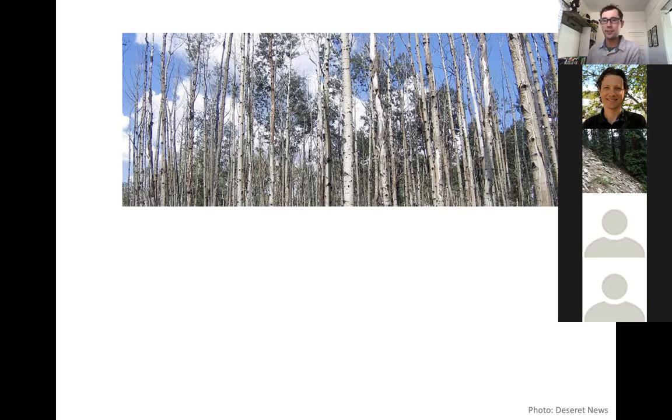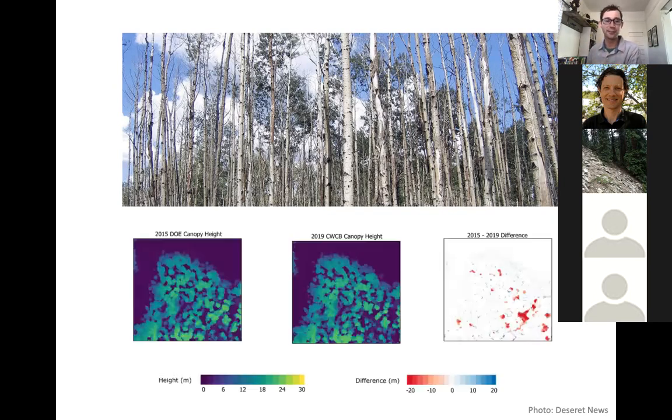So what we're trying to do is predict sudden aspen decline at individual crown scales across large landscapes. The only way that we know how to do this is with point cloud data. So I'll talk to you a little bit about that workflow and what we're going for there.